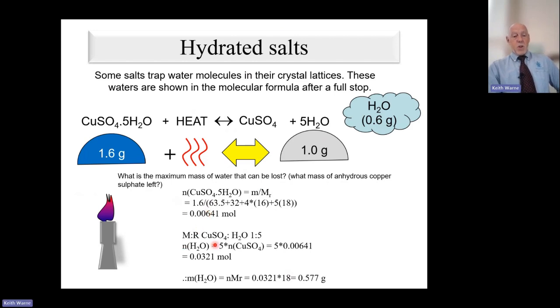Therefore, we'll go through the molar ratio. One of these equals 5 of those. So the number of moles of water is 5 times the moles of copper sulfate. So I'll multiply that 0.00641 by 5, gives me 0.0321. And then I'm going to look at the mass of water using number of moles times molar mass, times 18, 0.577.